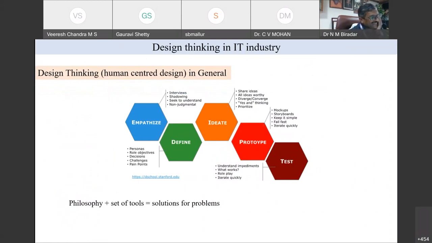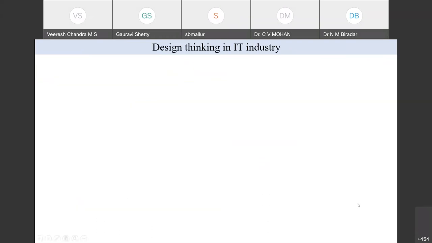Yeah, philosophy plus a set of tools gives us the solution for the problem stated. So philosophy, because we empathize on the basis of philosophy. We cannot just go to a customer directly and say, what is your problem? What are the problems faced by you by using our product? No, it is not like that. We have to adopt philosophy and a different set of tools. Then we can find the solutions for the problems.